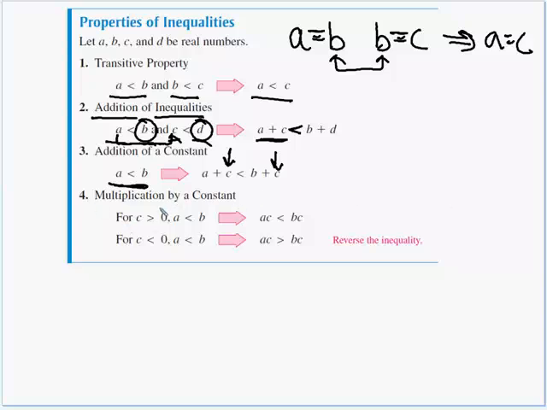Number 4, multiplying by a constant. If C is a positive number and A is less than B, then AC is less than BC. If we multiply each side by a positive number, the inequality stays the same. But if C is a negative number and A is less than B, if we multiply both sides by C, we have to flip the inequality from a less than to a greater than. Reverse that inequality.